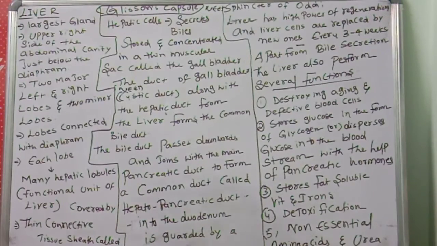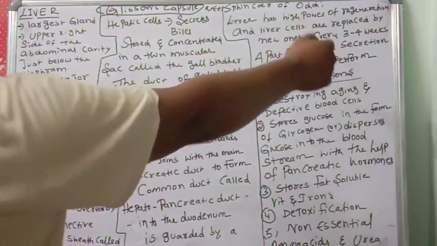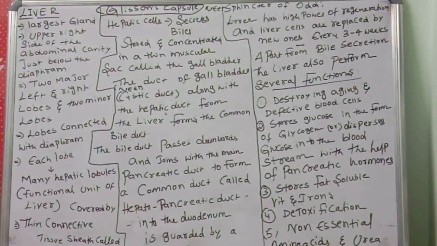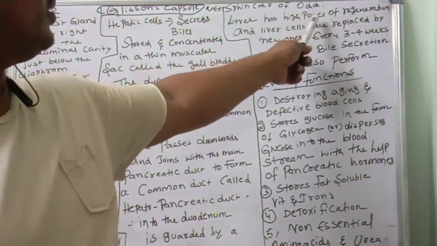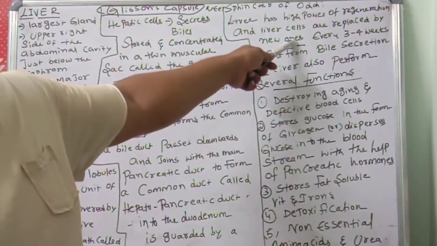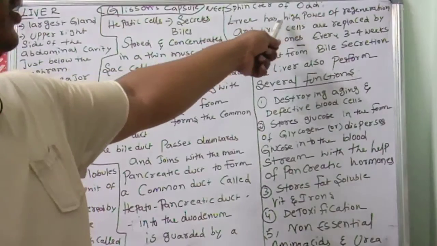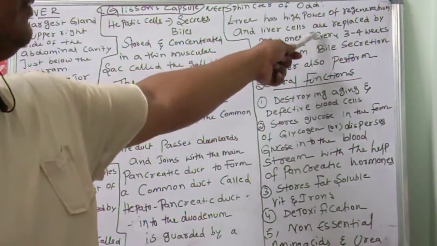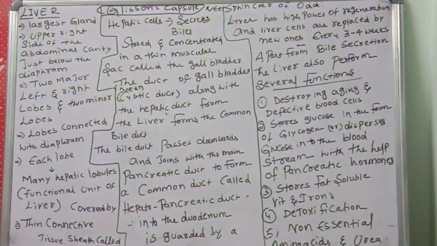Very important: the liver has a high power of regeneration. If any cell is damaged or disturbed, the liver can immediately produce new cells. Liver cells are replaced by new ones every 3 to 4 weeks. So every 3 to 4 weeks, old cells are replaced with new cells.